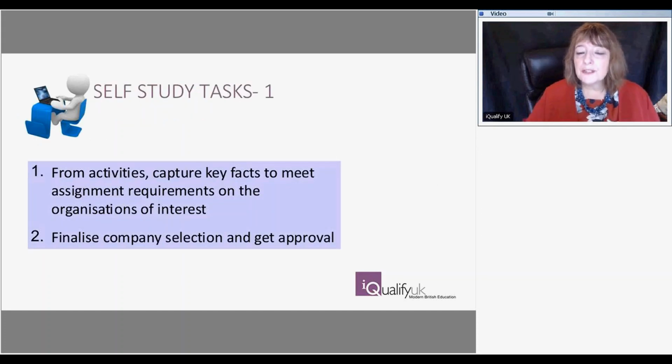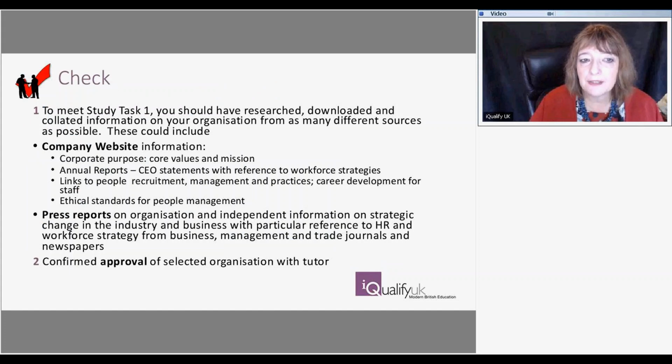So first of all, I'd just like to bring us back to what the self-study tasks for this particular seminar were about. If you remember correctly, what I asked you to do is to look at the activities from the seminar, capture the key facts to meet the assignment requirements on organisations of interest, and then finalise your company selection and, if necessary, get approval for that.